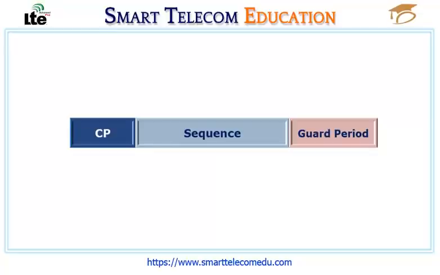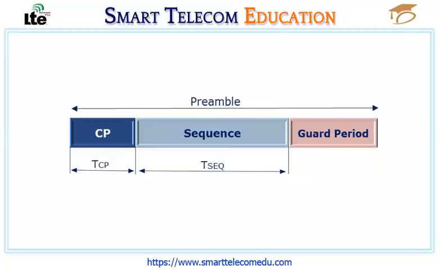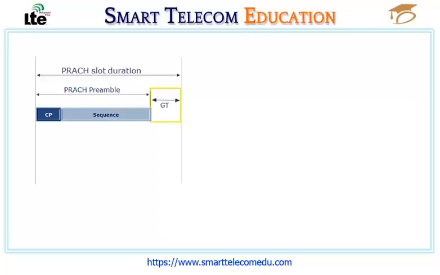The preamble is a burst, which consists of a TCP, cyclic prefix, thus allowing for an efficient frequency domain receiver at the eNodeB, and a sequence. The preamble length is shorter than the PRACH slot in order to provide room for a guard time to absorb the propagation delay. The guard time is required since the eNodeB does not know when the preambles will arrive.